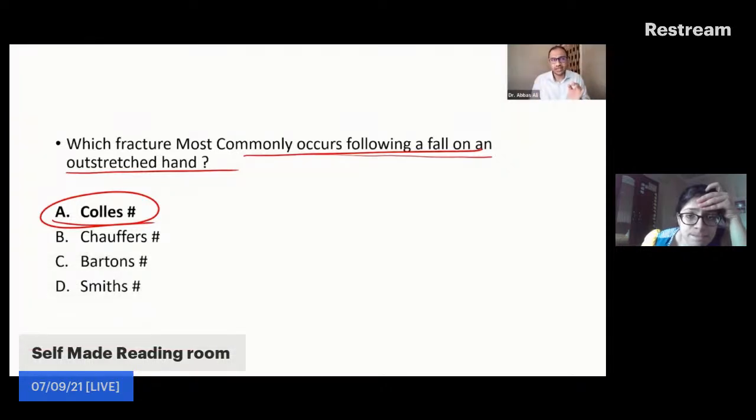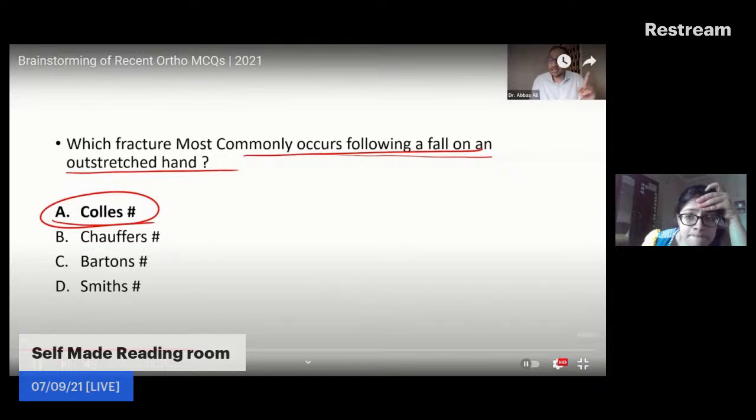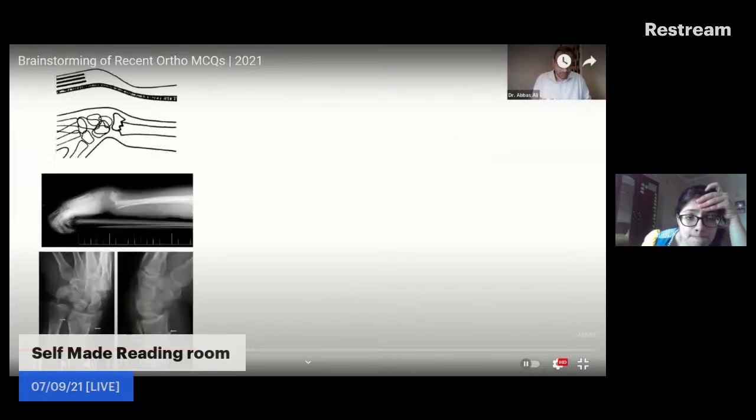Now listen, if I ask you age, if I say in adolescents or adults, what will you say now? If I just give you the demography of adolescents and adults, the answer will change to scaphoid. Elderly, obviously Colles. Adolescents and adults, you should say scaphoid. Next. So what is Colles fracture?